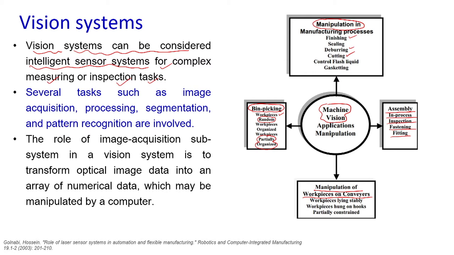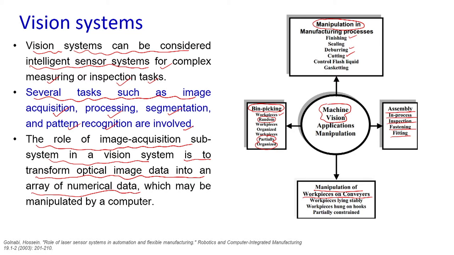By considering all these things, we have to develop a machine vision based system for recognition or recording of the objects. Several tasks such as image acquisition, processing, segmentation and pattern recognition are involved in vision system based automation. The role of the image acquisition subsystem in a vision system is to transform the optical image data into an array of numerical data which may be manipulated by the computer. This is the main task as far as the vision system is concerned. We have to acquire the image data, then transform it into an array of numerical data. The image data has to be converted into numerical data, and that data will be given to the computer.